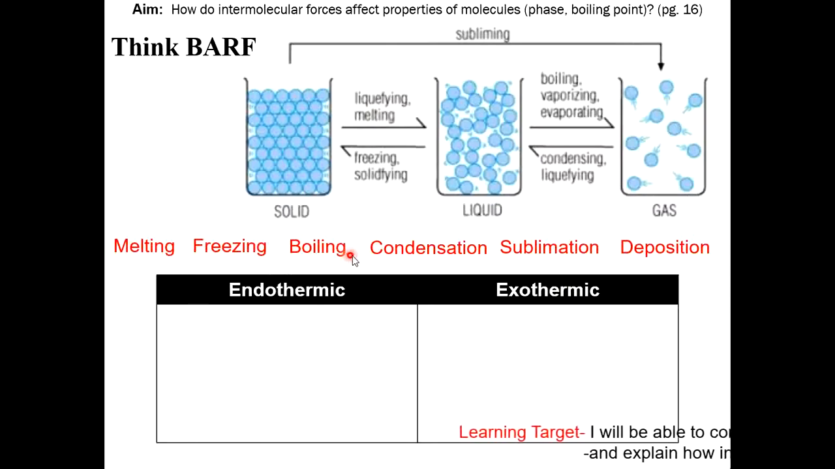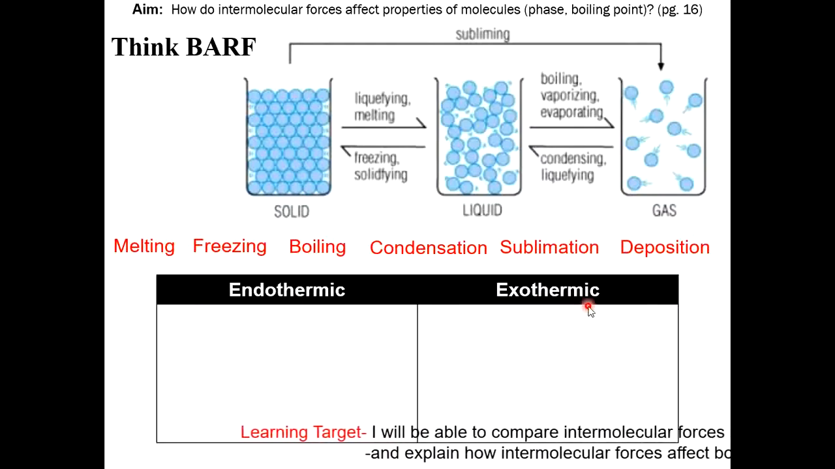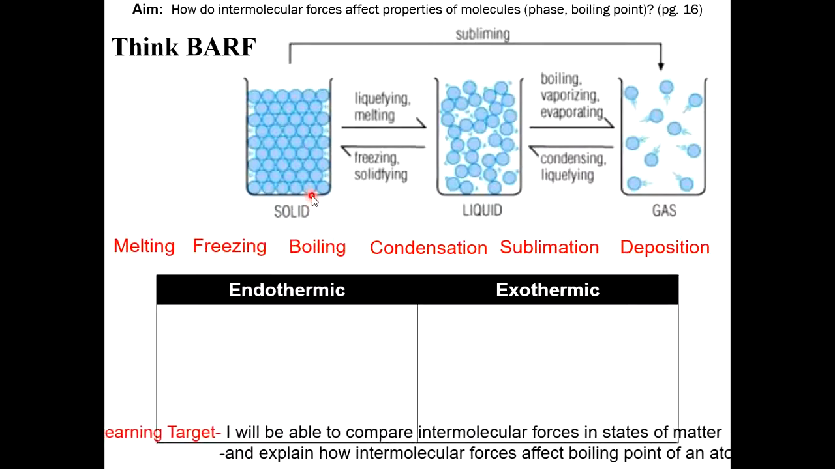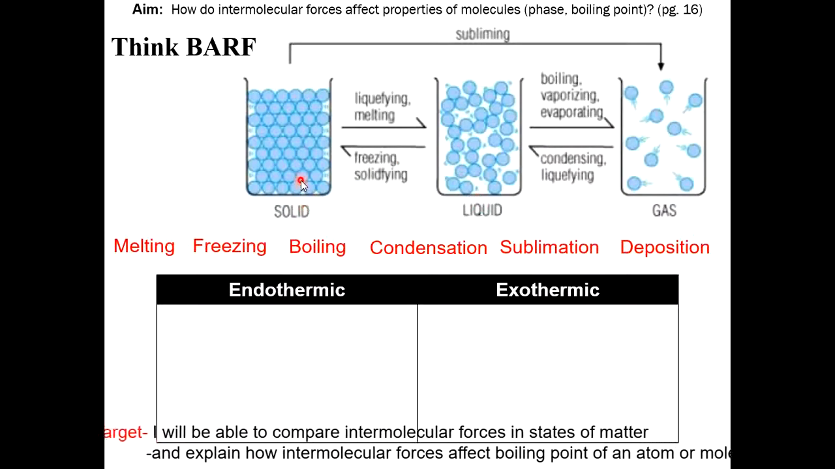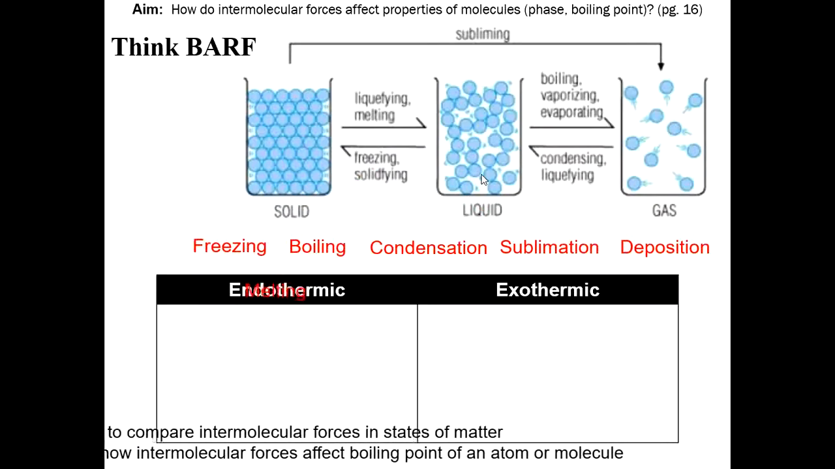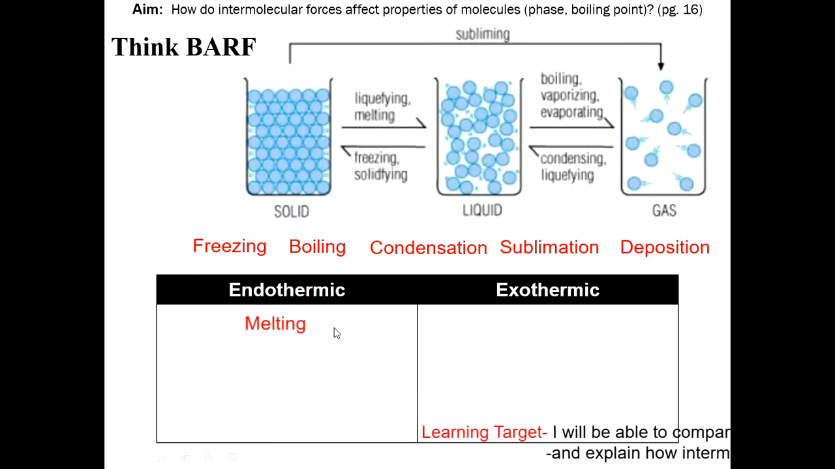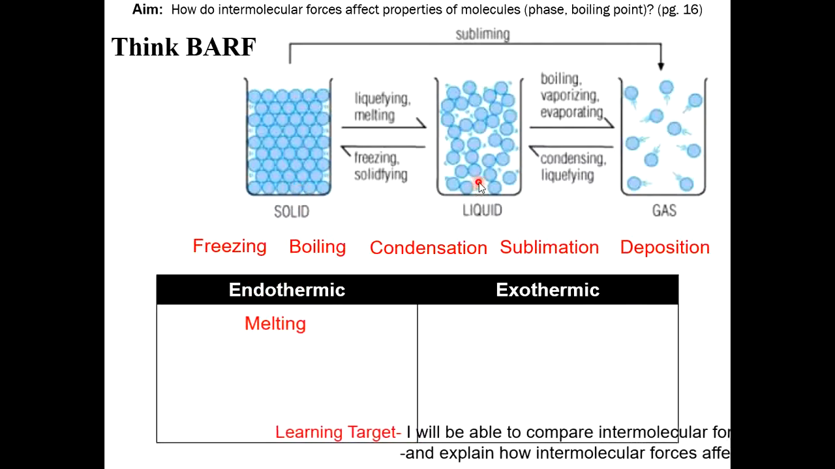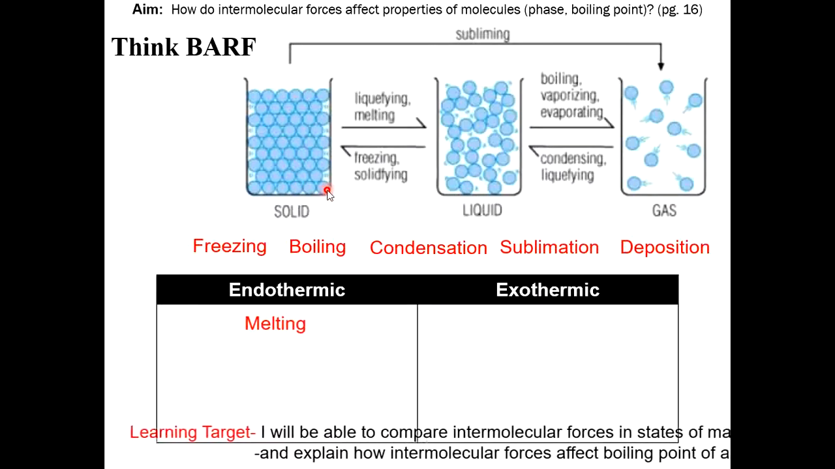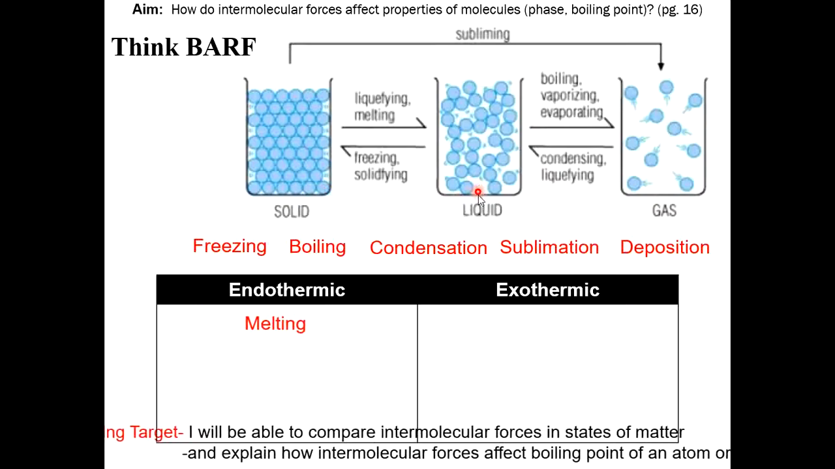Let's organize the following phase changes as either endothermic or exothermic. Keep in mind, endothermic means absorbing energy, exothermic means releasing energy. Melting is a process from solid to liquid, so in order to go from solid to liquid, you need to absorb energy, so it's an endothermic process. Another way to think about it is that the atoms in the solid state are slower than atoms in the liquid state. So when they undergo melting, the atoms in the solid state absorb energy to move faster.